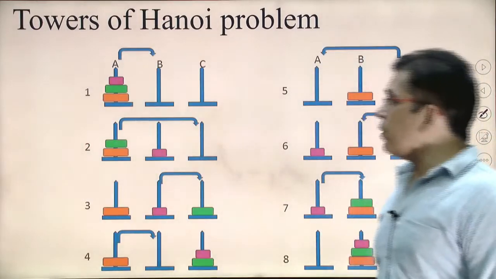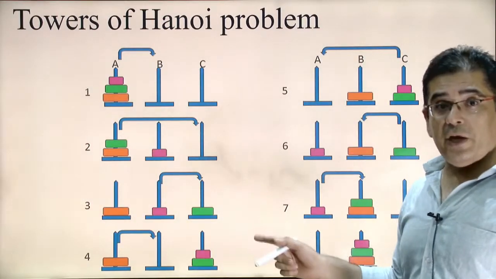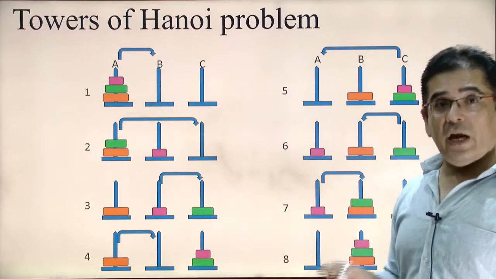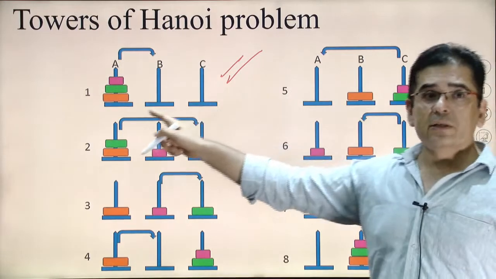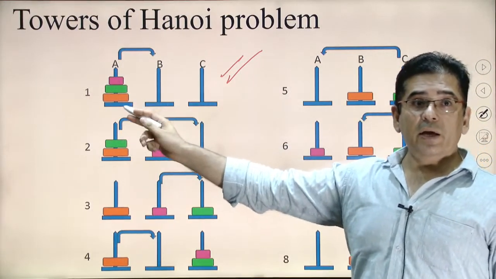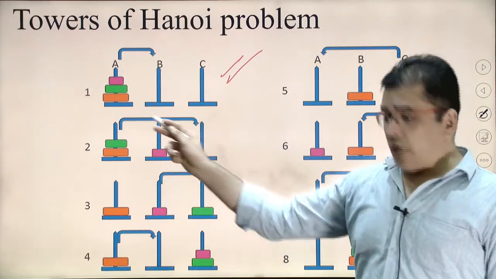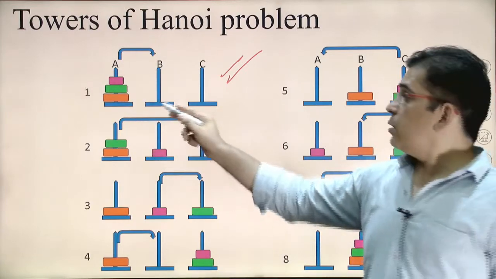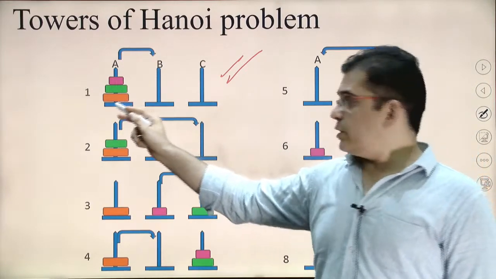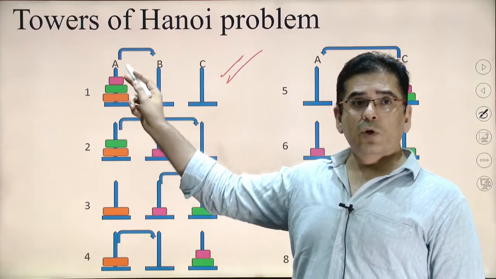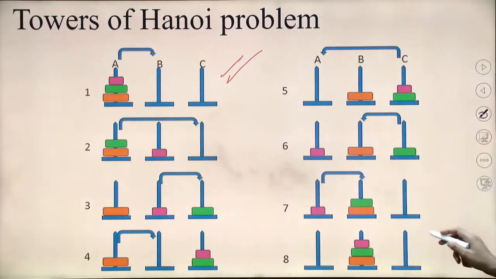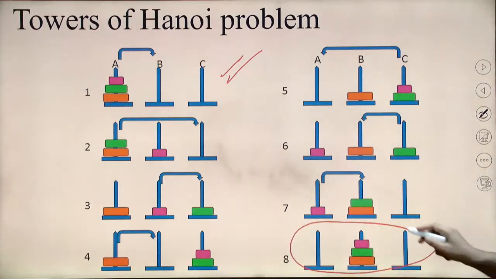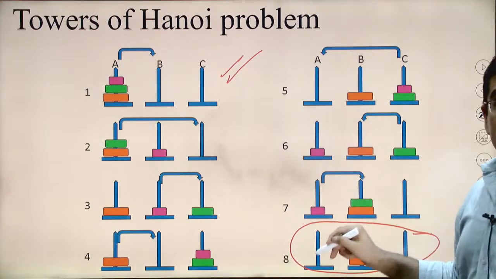I will show you one by one the steps, then I will explain its Python code with the help of recursion. So this is step 1, the initial stage: tower A, tower B, tower C. Tower A contains 3 disks, the largest disk at the bottom, the smallest disk at the top. I have to make it like this stage 8. In between I need 7 steps.